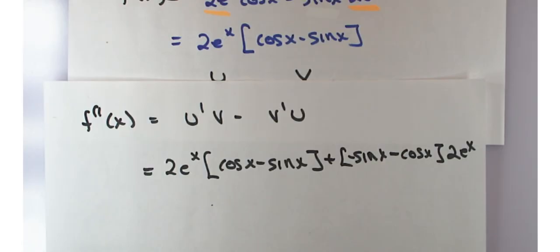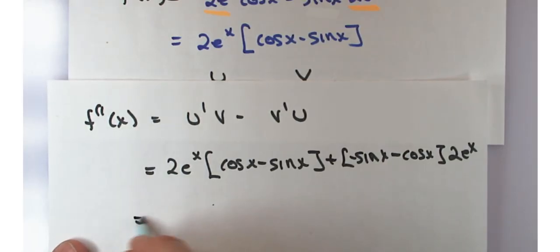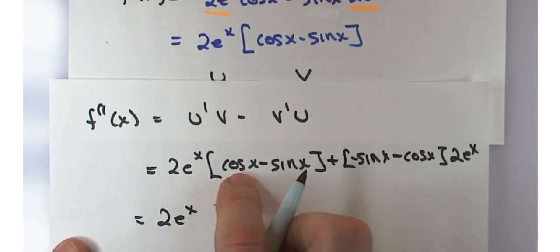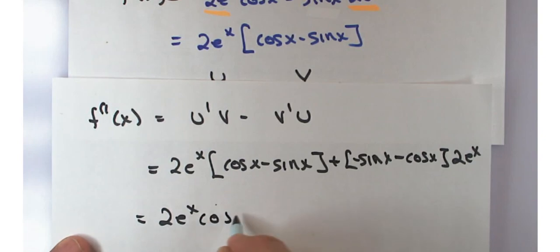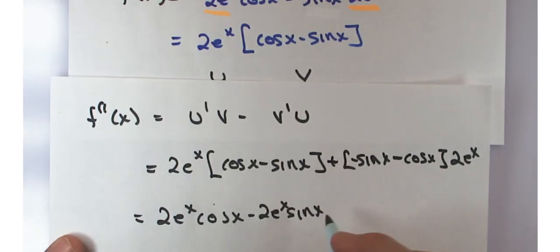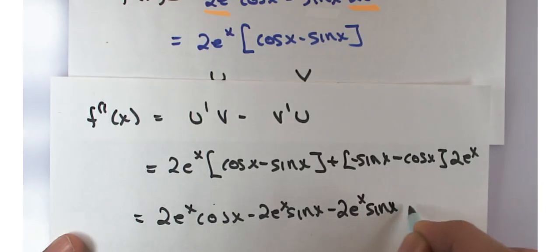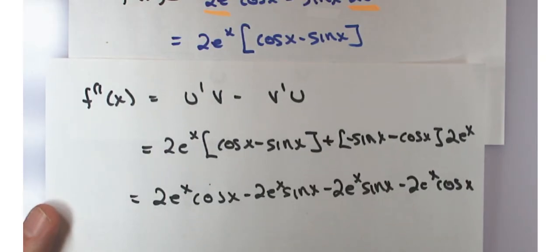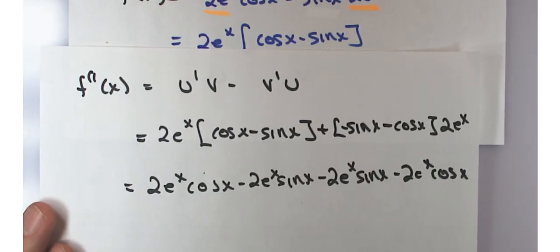Let's see if we can clean this up a little bit more. I'm going to distribute the 2e to the x to these two terms. That's going to be 2e to the x cosine of x minus 2e to the x sine of x. And then I'm going to distribute this to both of these terms, minus 2e to the x sine of x minus 2e to the x cosine of x. Huh. Okay. Does that help at all? Does that clean up in any nice way?